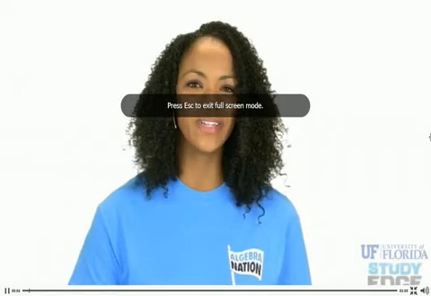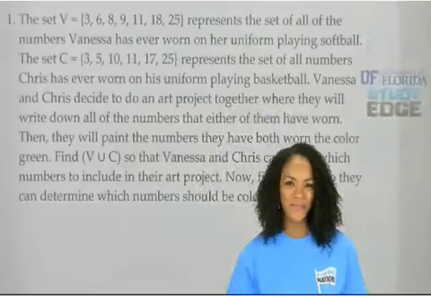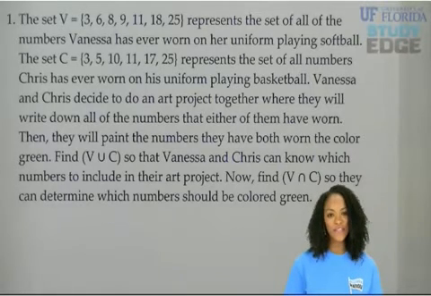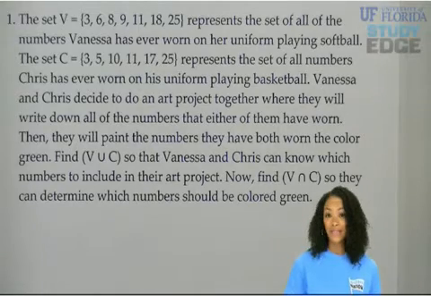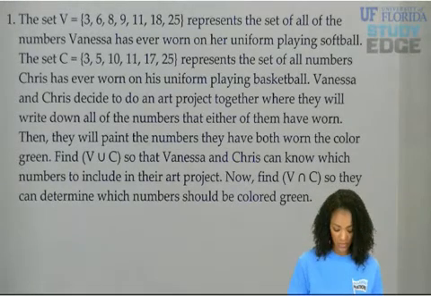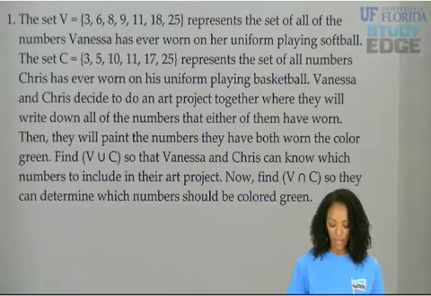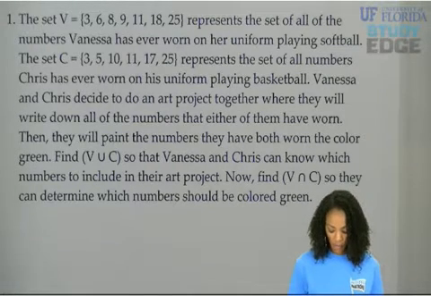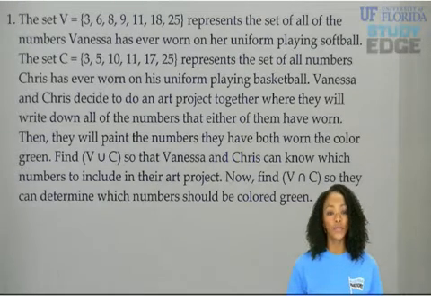Hey there, remember what unions and intersections are? Good. Let's try a practice problem. The set V represents all the numbers Vanessa has worn on her uniform playing softball. The set C represents all the numbers that Chris has ever worn on his uniform playing basketball. Vanessa and Chris decide to do an art project where they'll write down all the numbers that they have worn, all the numbers that they have both worn, and then they'll color it green.